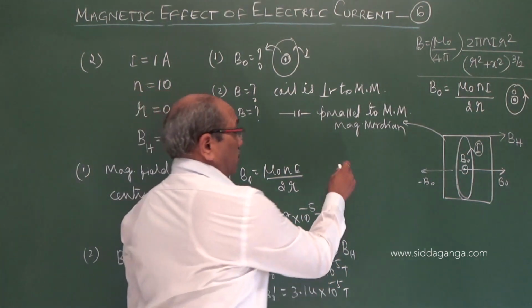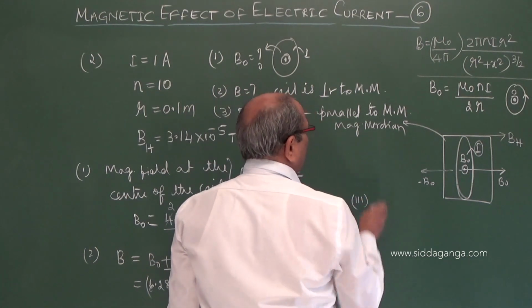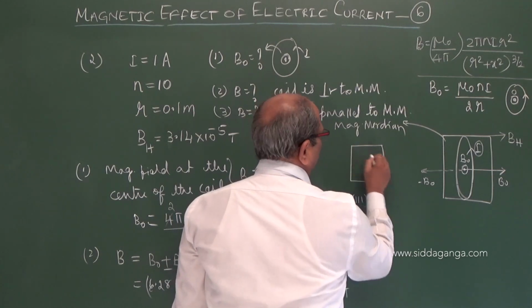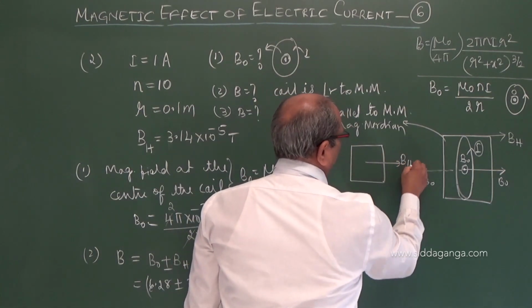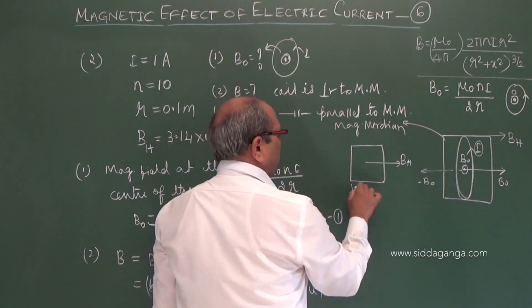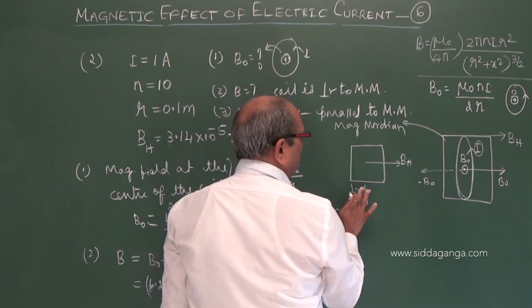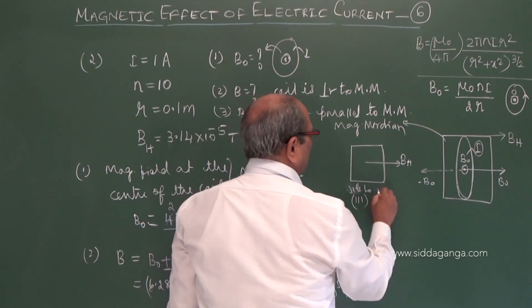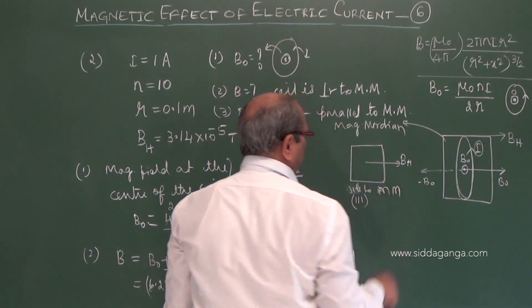Another, the third case: the coil is placed in such a way that BH is acting along the magnetic meridian. You come to know, perpendicular to BH, now parallel to BH, parallel to the magnetic meridian.